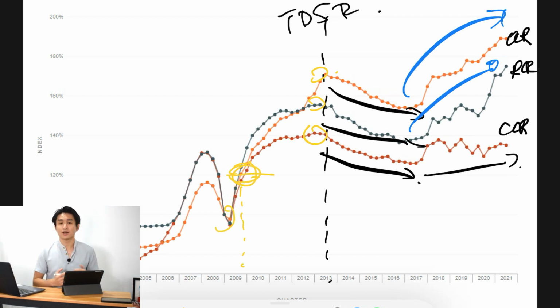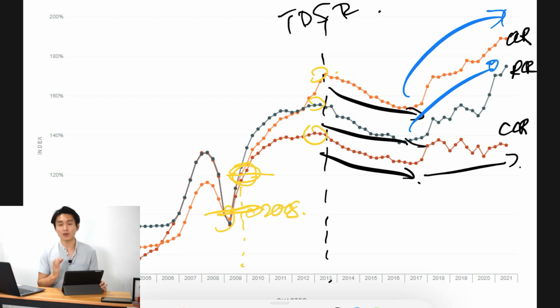Well, the reason for this is because, of course, OCR and RCR, they started off with a relatively lower base compared to CCR. Hence, the price increases had a more significant difference in the price index because, of course, price index change is always relative to what the price was at the beginning. As you can see, the index was at 100 around 2008.